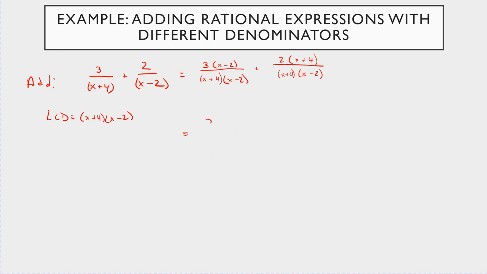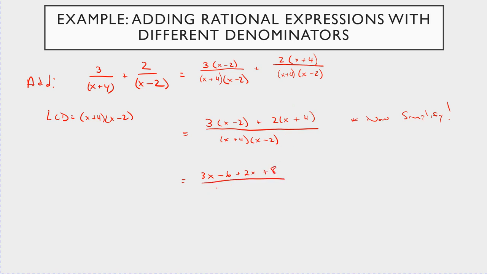So now I can add. So this is 3 times x minus 2 plus 2 times x plus 4 all over the LCD. So now once you have this, now just simplify. So distribute the 3. So this is 3x minus 6. Distribute the 2. Plus 2x, and then 2 times 4 gets me plus 8. All over x plus 4, x minus 2.